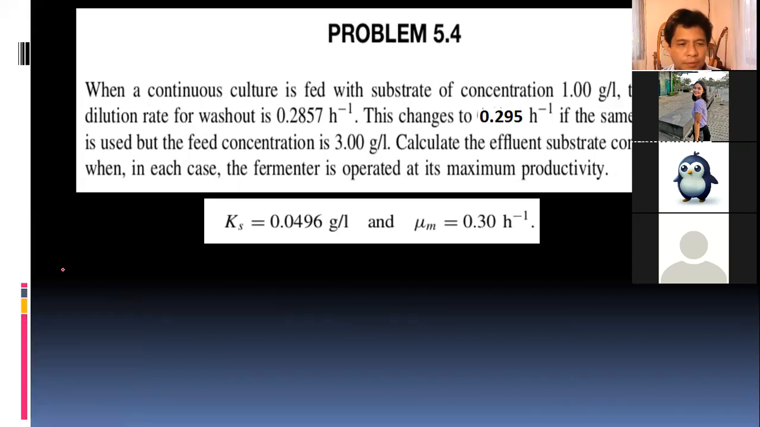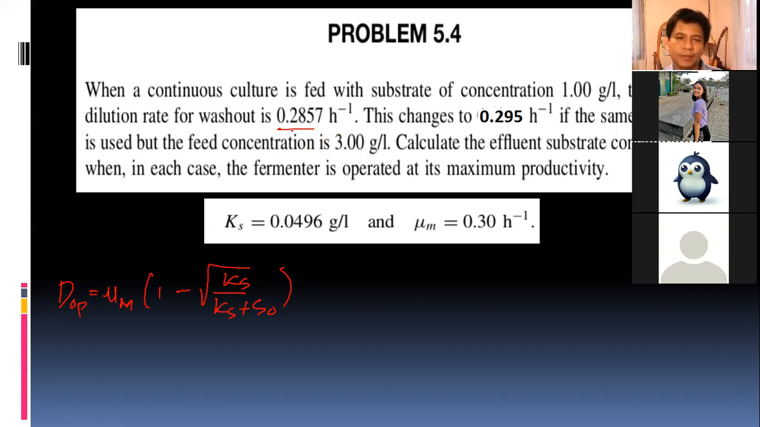Pulan na lang. So the D optimum equation is mu max, or mu m, times 1 minus square root of K sub S over K sub S plus S sub O. Okay? So this is the D optimum. Tapos once you get the D optimum, i-compare nyo dito sa given na critical dilution rate.